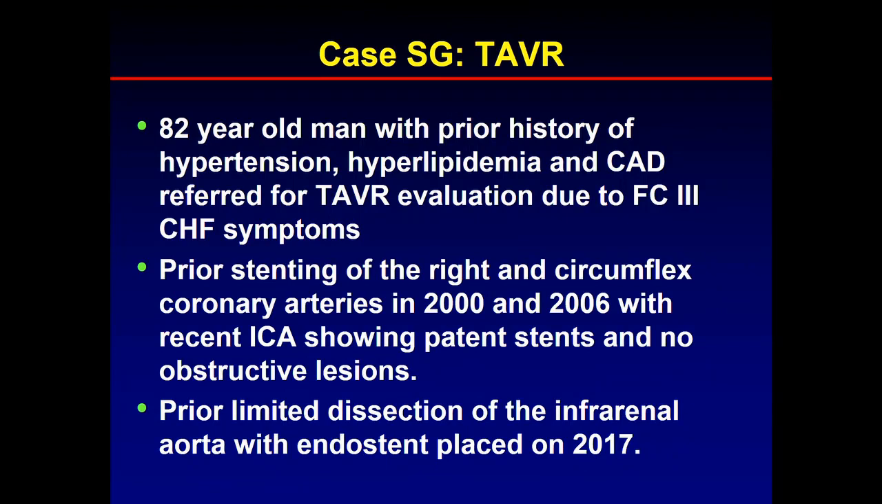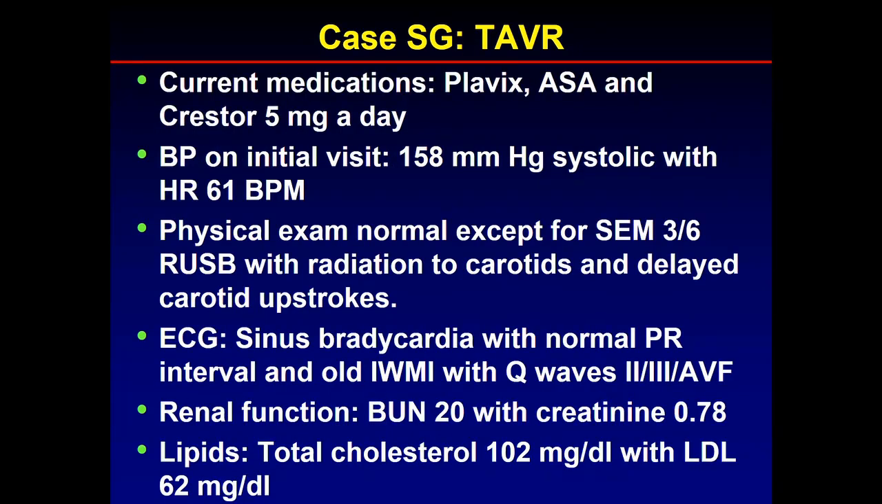82-year-old man, prior history of hypertension, hyperlipidemia, and coronary disease, referred for TAVR evaluation, functional class 3, heart failure symptoms. Prior stenting of the right and circumflex coronary arteries at various times, 2000, 2006, but recent invasive coronary angiography showing patent stents, no obstructive lesions. And he also had a little caveat of a prior limited dissection of the infrarenal aorta. We had an endostent placed in 2017, which was successful. Current medications, Plavix, aspirin, Crestor.